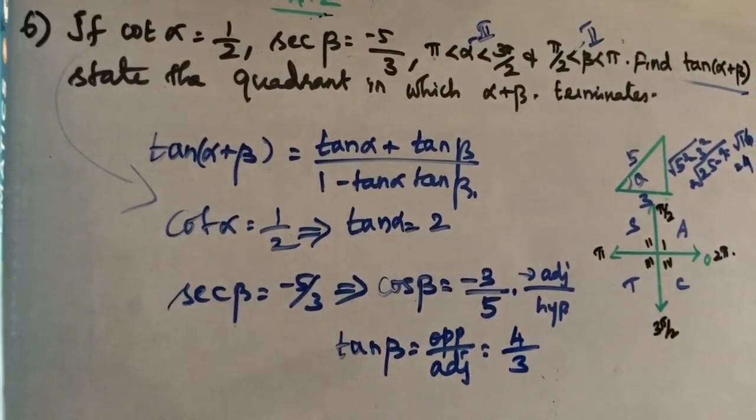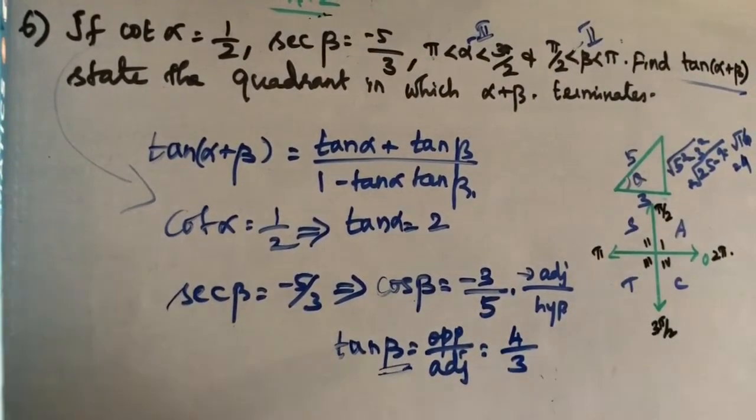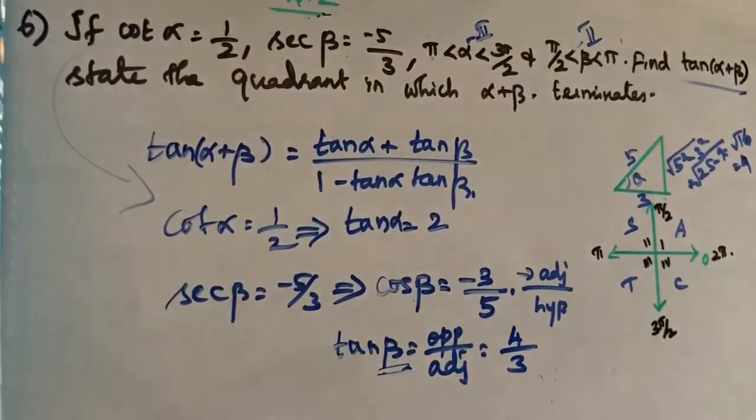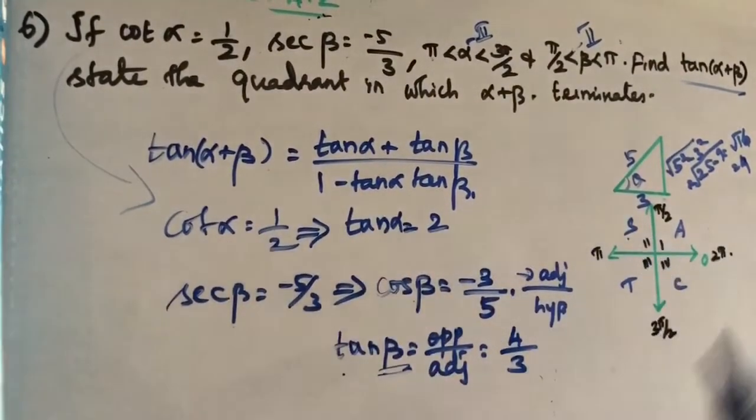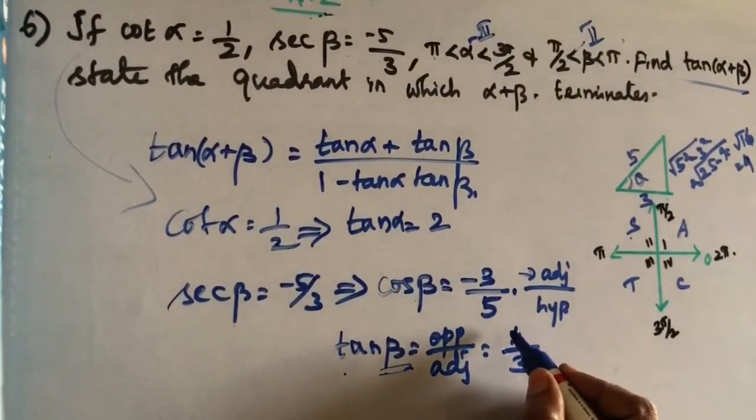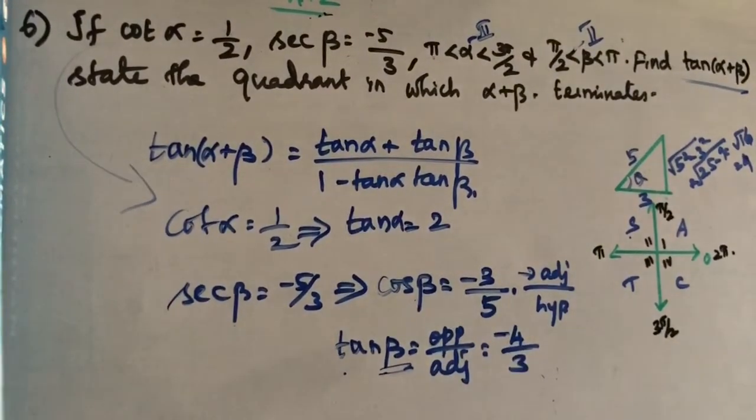So 4 by 3. Which quadrant does beta lie in? Beta lies in the second quadrant. In the second quadrant, tan is also negative. Only sin is positive. So tan is also negative. So it is minus.